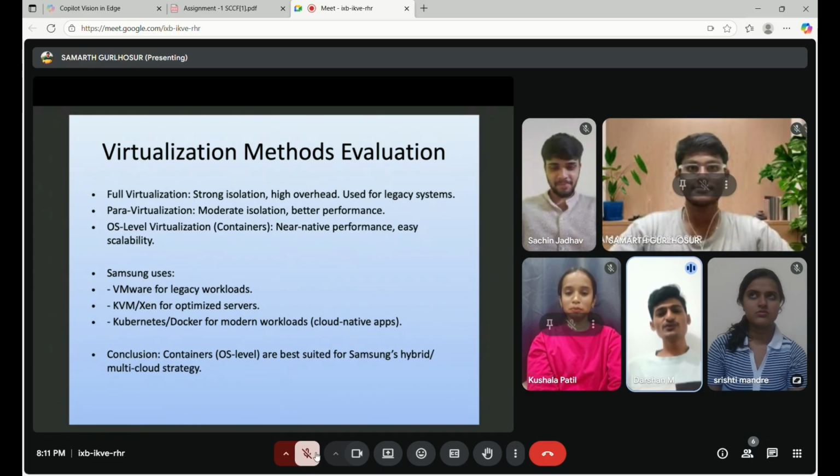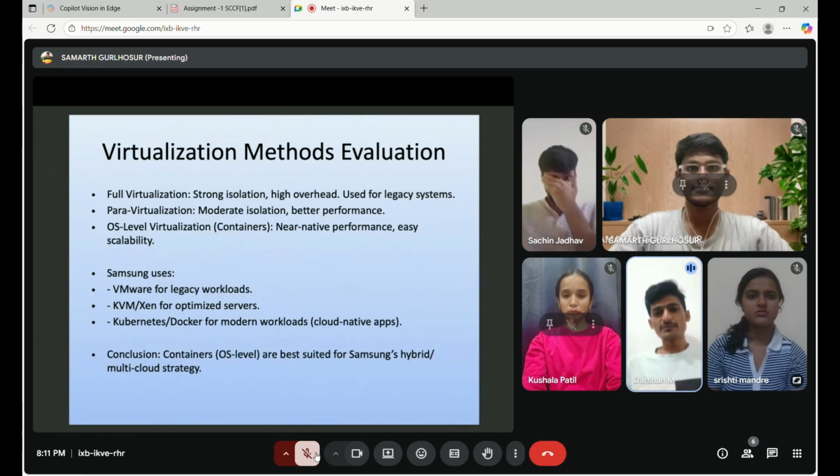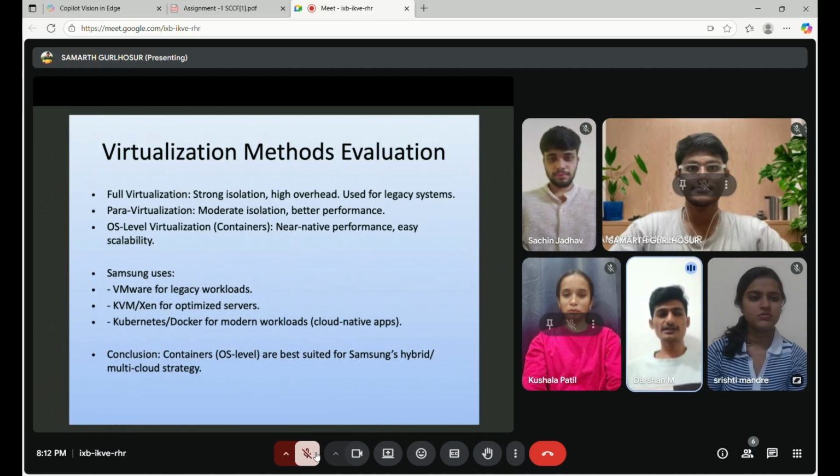Virtualization method evolution. Full virtualization provides strong isolation but has overhead, mainly for legacy systems. Para virtualization offers moderate isolation with better performance. OS-level virtualization gives near-native speed and easy scalability. Samsung uses VMware for low latency, KVM for optimization services, and Kubernetes and Docker for modern workloads.